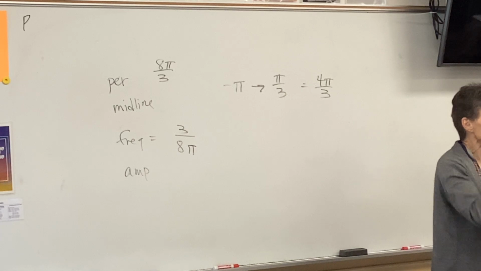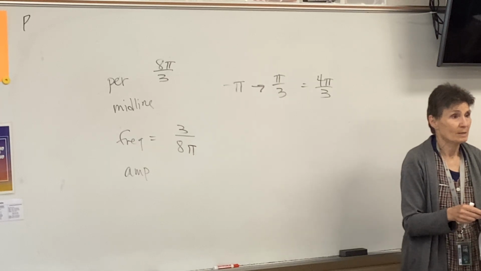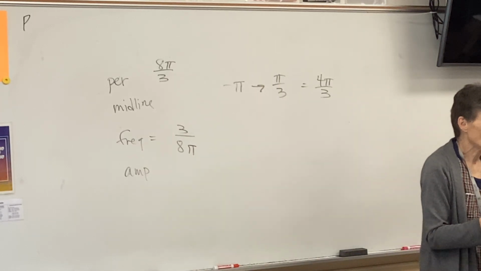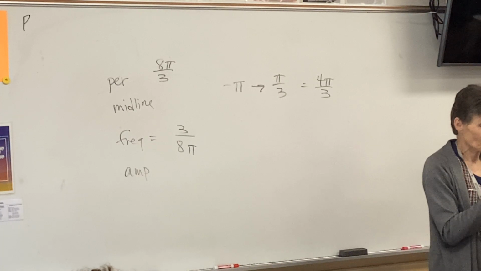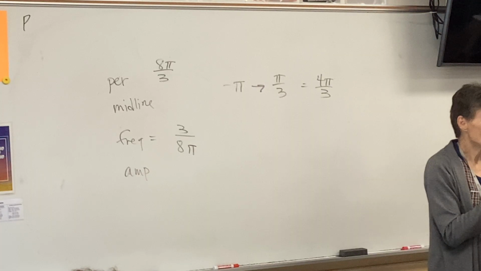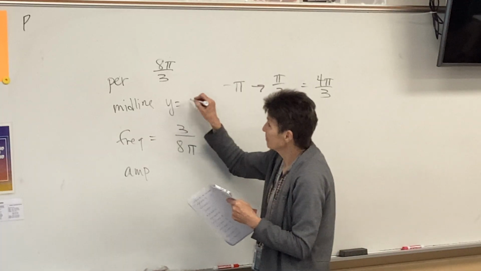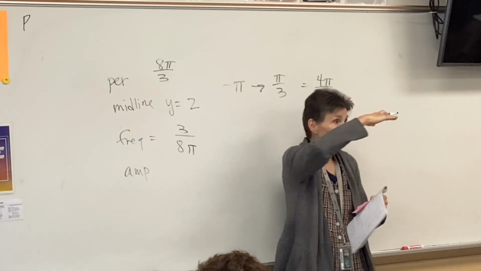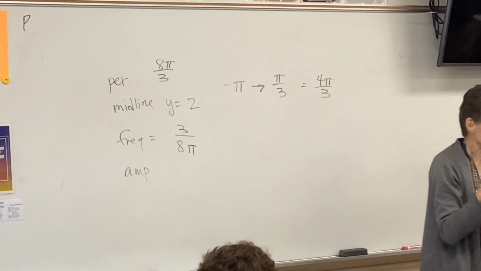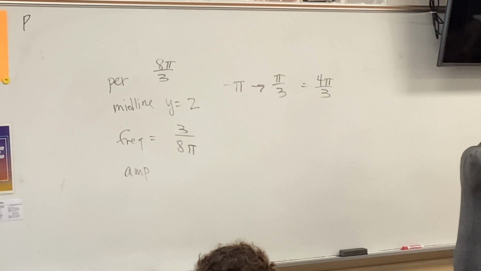So isn't this thing sitting on top of the x-axis? So clearly it's been moved, right? How far up has it been moved? How many little spaces? Up 2? So your midline is y equals 2. Up 2, horizontal line, y equals 2. And then your amplitude, how far above the midline does it go? 2. Your amplitude is 2.